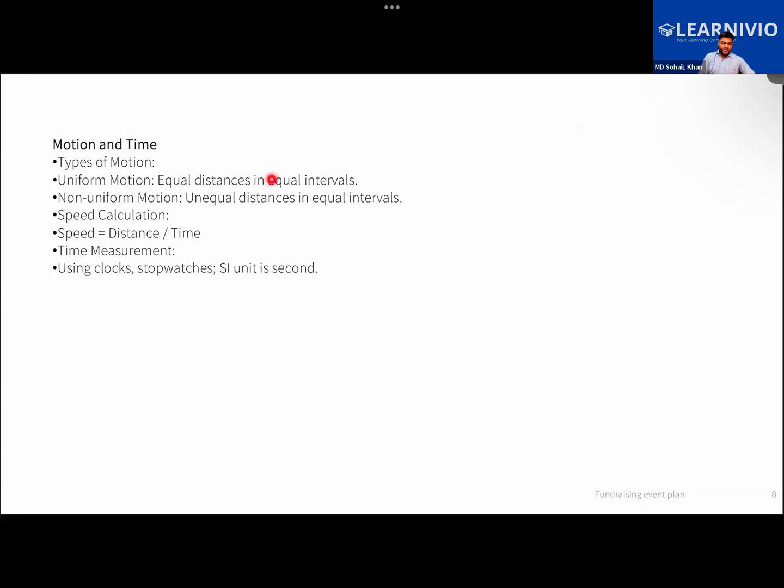In uniform motion, we learned that if a body is moving with a constant speed, it will travel equal distances in equal intervals of time. When we draw the graph for it, it gives a straight line graph. The time and distance graph for a body moving with a constant speed gives a uniform motion graph where the slope is a straight line.